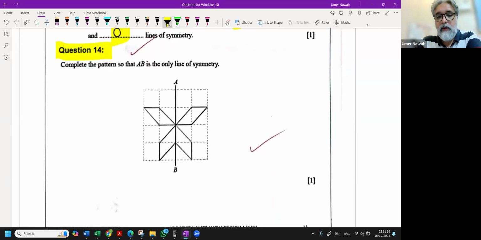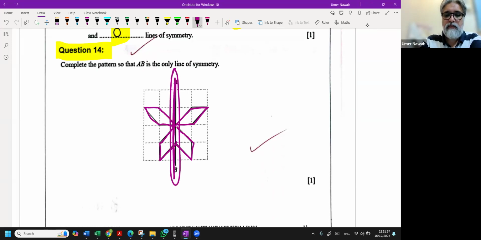Question number 14. Complete the pattern. So I think the pattern has been completed here. If it is done like this, I have to draw this. If it is this, then I have to draw like this so that it has this line of symmetry.